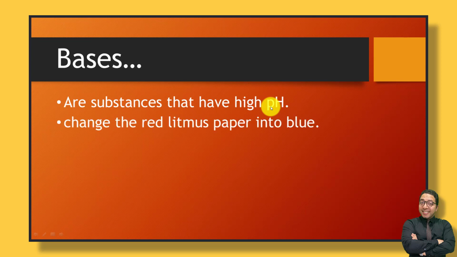Bases are substances that change the red litmus paper into blue. So all the bases change the red litmus paper into blue, and that's an indicator of the presence of base.